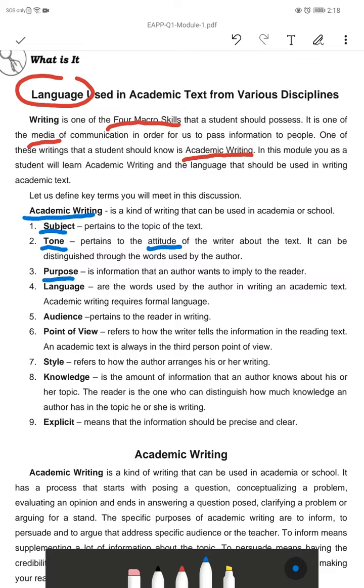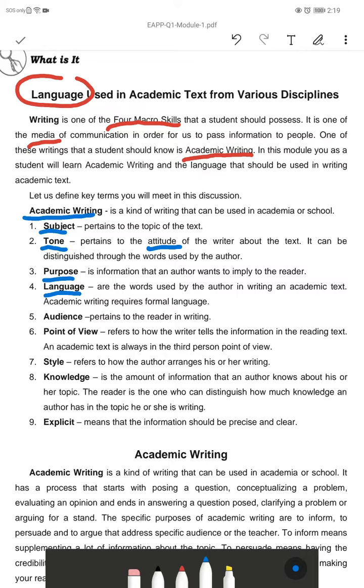Is the writer trying to just give us information about the topic, or is the writer trying to convince us to believe in his beliefs? So it's about his purpose, the goals of the writer, why he or she wrote that text. And then we have language. Language are the words used by the author in writing an academic text.